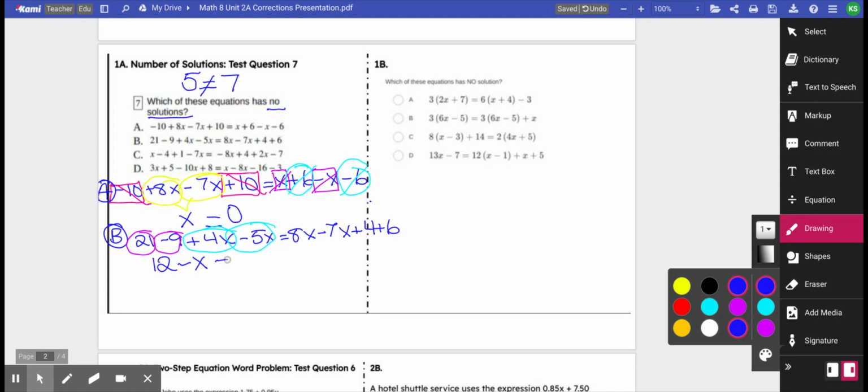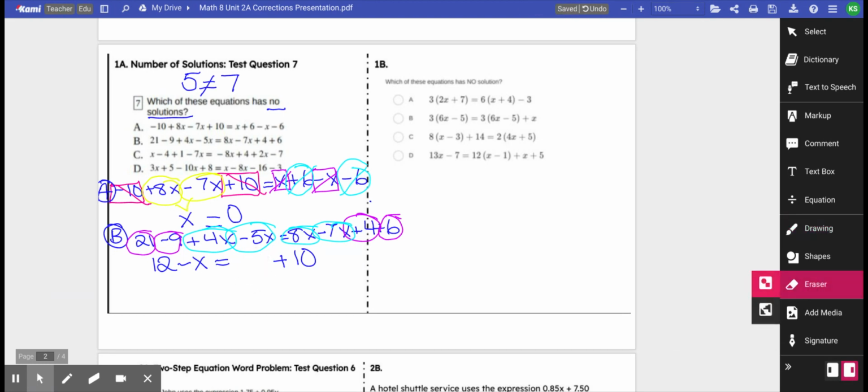So equals, I can combine the positive 6 and the positive 4. So I'm going to get something plus 10. And then I have 8x minus 7x, which gets me x. Oops, let me write that in blue. So that gets me x.